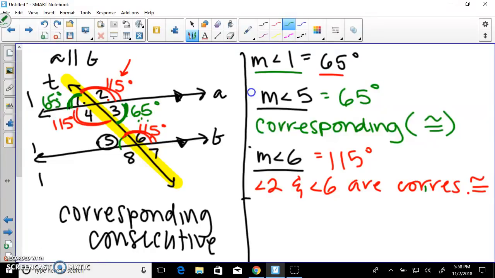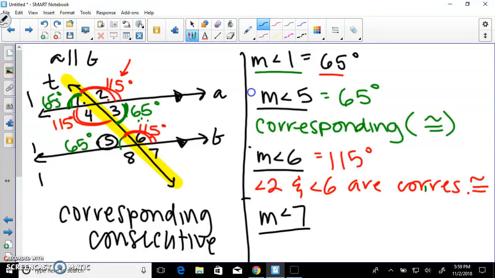And we're noticing a pattern. All of the angle values that we see here are either going to be 65 or 115 because they're all either congruent or supplementary to that original angle, which was measure of angle 1, 65. How about the measure of angle 7?